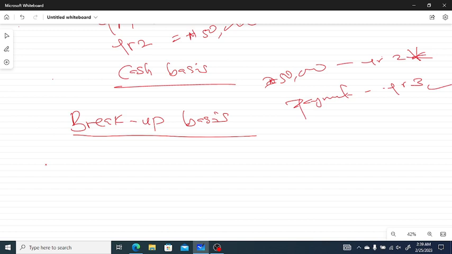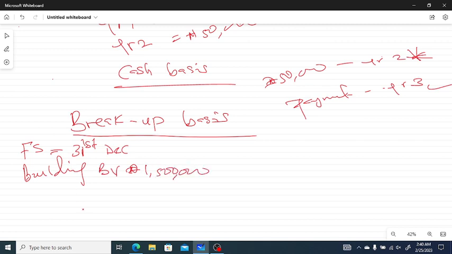Now let's look at an example under this break-up basis. A company prepares its financial statement to 31st December each year. The company is in financial difficulty and is not expected to survive. It has a building in its accounts carried at, the book value of that building is what?